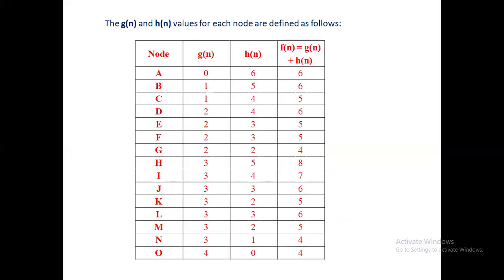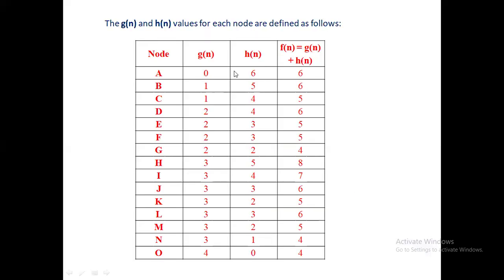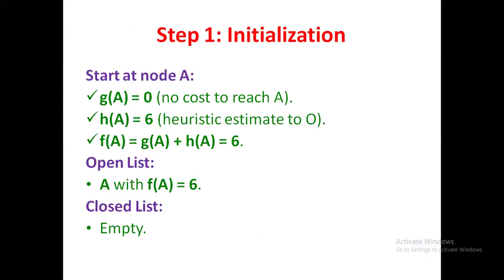Before starting the initialization, we should know the values of g of n for each node. How many nodes are there? A, B, C, D, E, F, G, H, I, J, K, L, M, N, O. So what are all the values of g of n and h of n? And you know, f of n is the evaluation function. It is given by g of n plus h of n. So these are all the values given in terms of table. We'll see each step one by one.